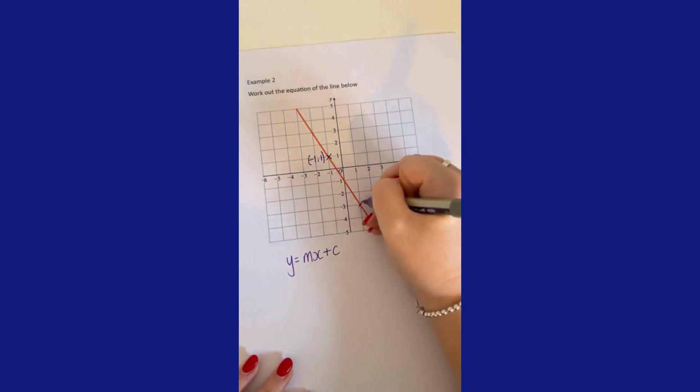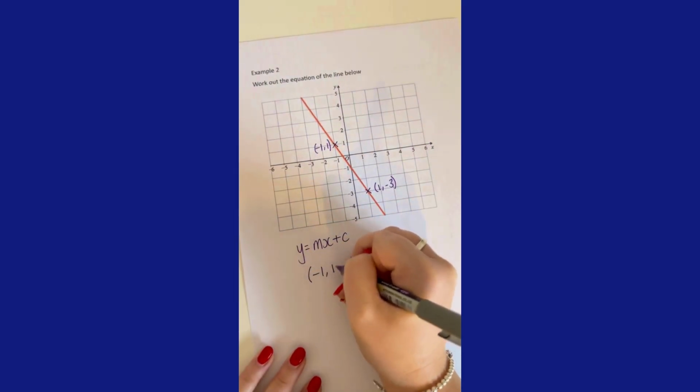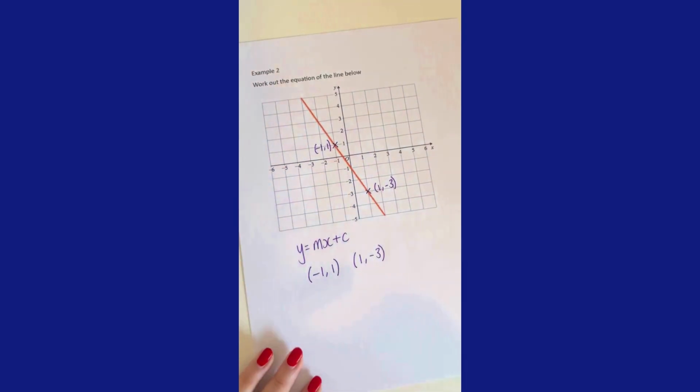And let's go for this one here. This one here is 1, minus 3. Let's write them down here: minus 1, 1. And then this one here, 1, minus 3. So to calculate the gradient, we're doing y2 minus y1 over x2 minus x1.